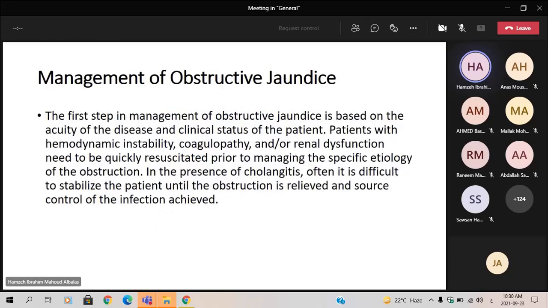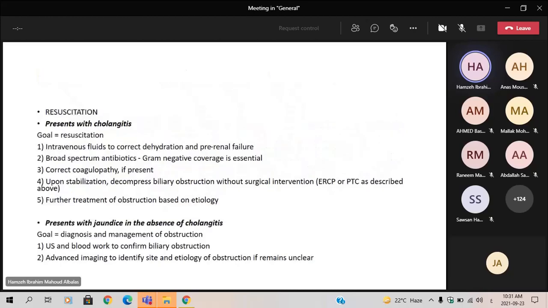So the treatment and management of obstructive jaundice is based on the etiology of the disease and the clinical status of the patient. A patient with hemodynamic instability, coagulopathy, and renal dysfunction needs to be quickly resuscitated prior to management of the specific etiology of obstruction. So we have to give IV fluid, give IV antibiotic, and take a blood culture, aerobic and anaerobic. Then we can start with ERCP, MRCP, and the treatment to relieve the obstruction. So we have to do resuscitation of the patient. If the patient presents with cholangitis, we have to give intravenous fluid and broad-spectrum antibiotic, and if there is coagulopathy, we have to correct it, and then proceed to treatment after stabilization.